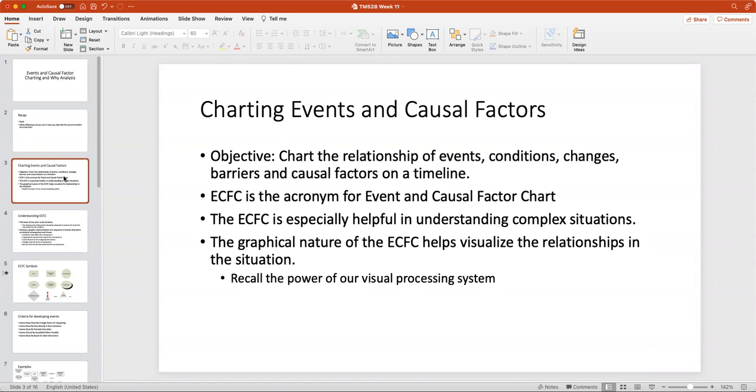You can acronymize it if you want to, ECFC. It's really, really helpful when you have super complex situations, which, all the famous accidents that we picked are, because that's why they're famous. But even in just situations where there's more than one potential root cause, this is a helpful way to try to find which one's the real root. And the graphical nature of the ECFC can help visualize the relationship. So remember, we talked about that with the power and amount of information we can process through our visual system. You can see relationships and patterns far more than you could understand them through other sensory means.